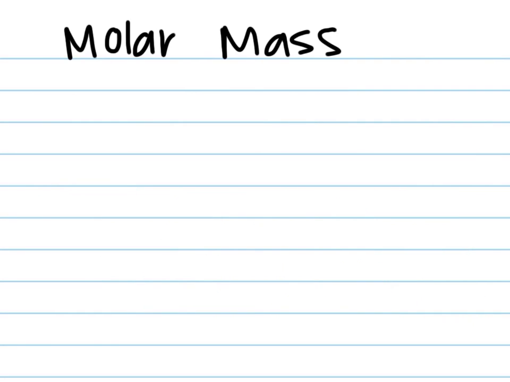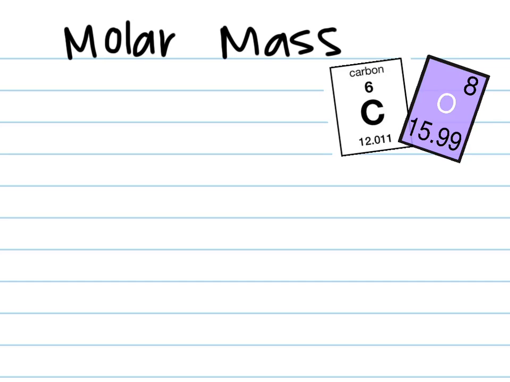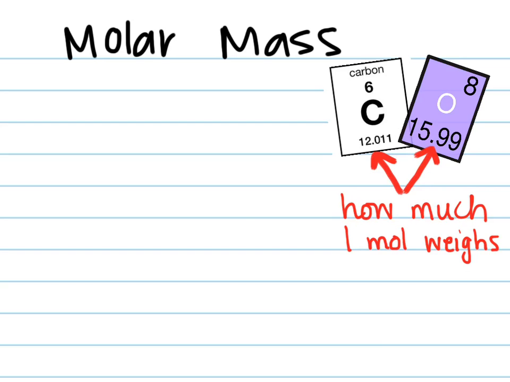So let's look at how that works. Looking at the periodic table, we've got carbon and oxygen. The bottom number is our atomic mass, and that is how much 1 mole weighs. So 1 mole of carbon weighs 12.011 grams, and 1 mole of oxygen weighs 15.99 grams. And that's true for all the elements.